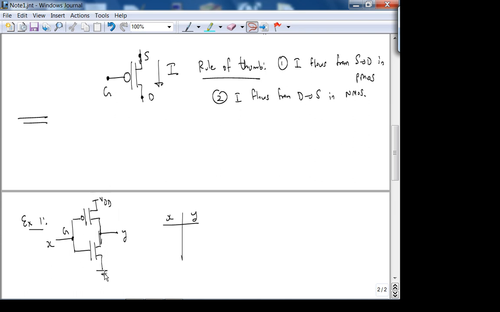Which way does it flow? Top to where? Yeah, so from where to where? You have to tell me where's the drain and where's the source of all these transistors. So here's ground. VDD is positive. So which way does the current flow?